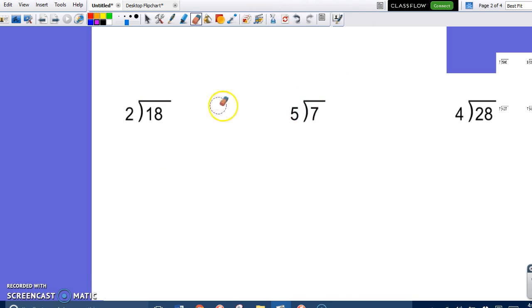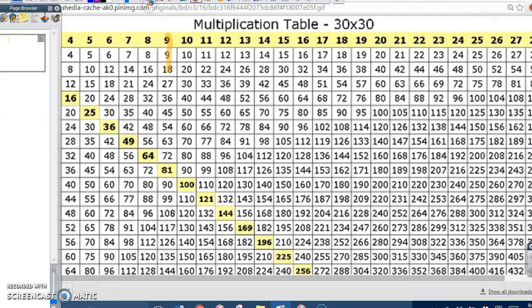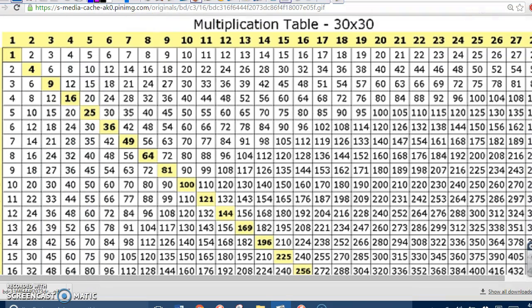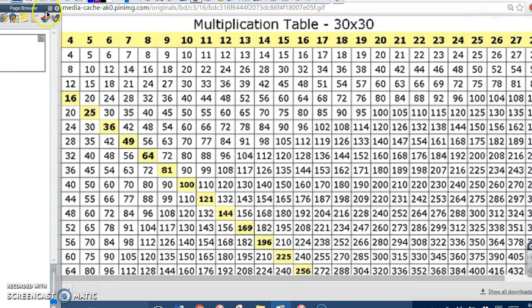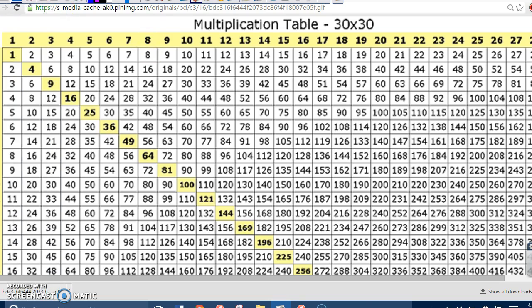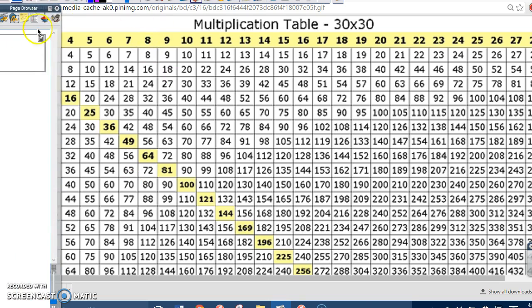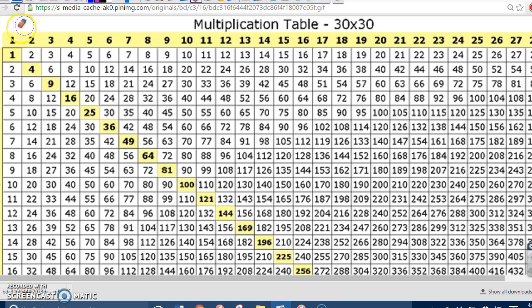So 5 will go into 7. You know 5 will go into 7 one time. I know you know that, but let's pretend you don't. So I'm going to use my multiplication chart. Remember, when I'm doing the long division, I'm not looking for the 5 and the 7 in the same row. I'm just going to go to 5 and see how many times it will go into 7.